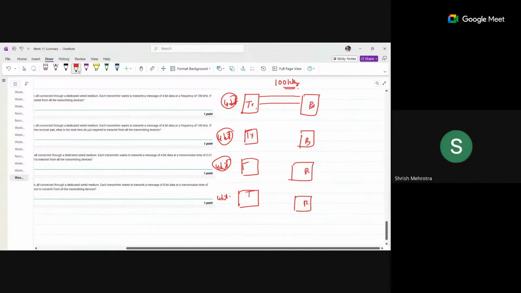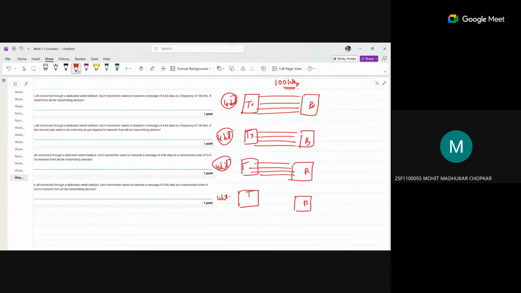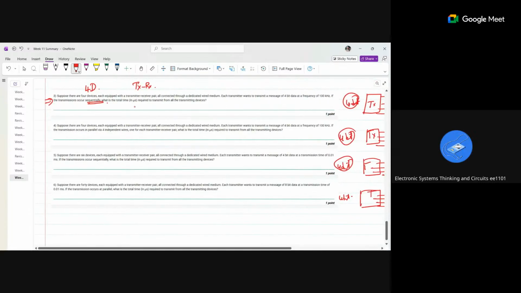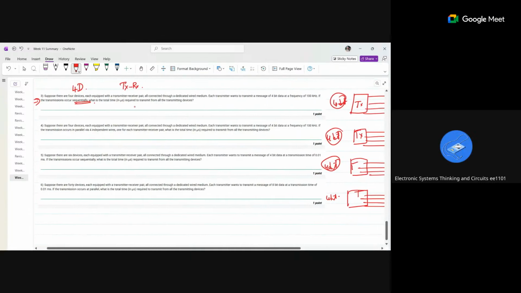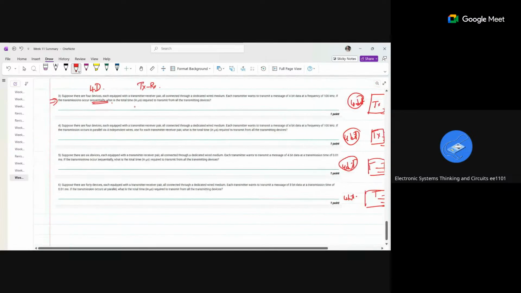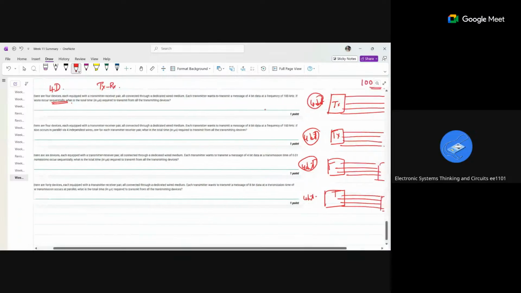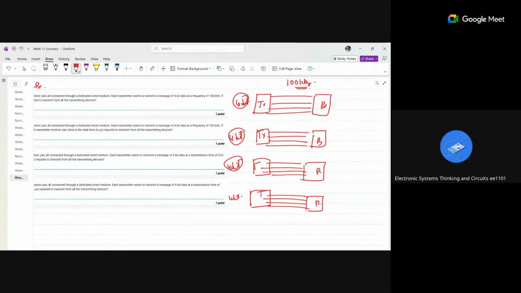So I think 4 wires are required for each transmitter and receiver. They said all transmissions occur sequentially. They didn't mention which transmission is occurring sequentially. So what is the time taken to transmit 1 bit of data? It is 1 divided by 100K, right?